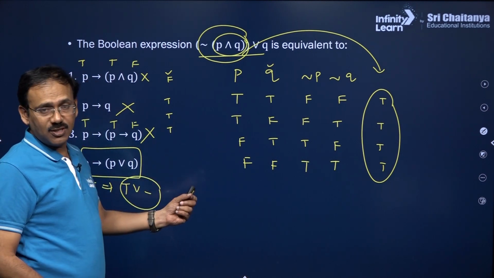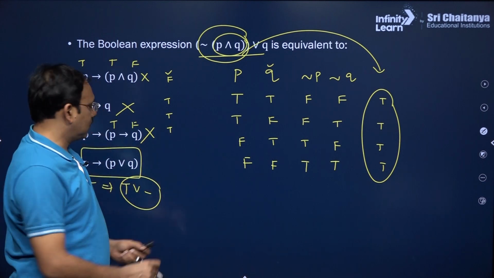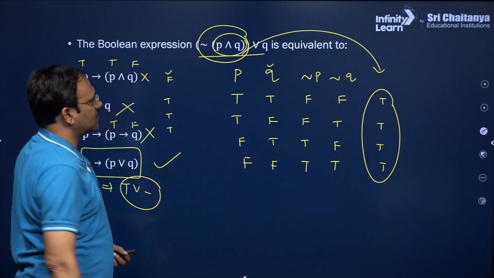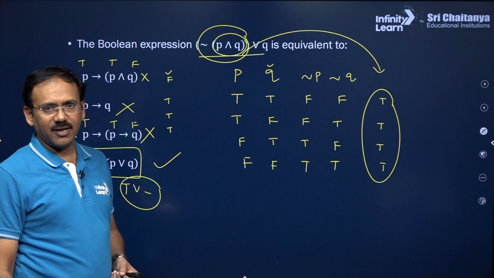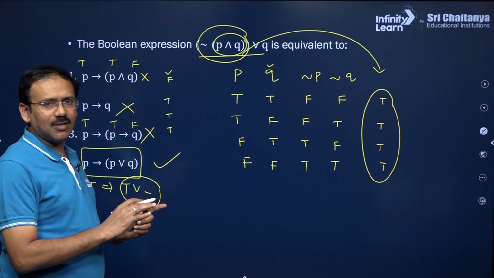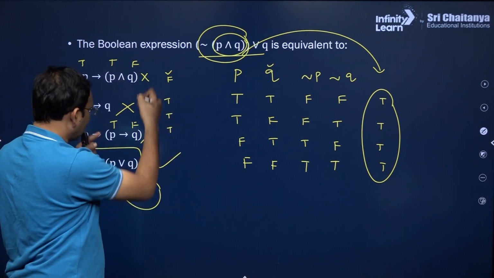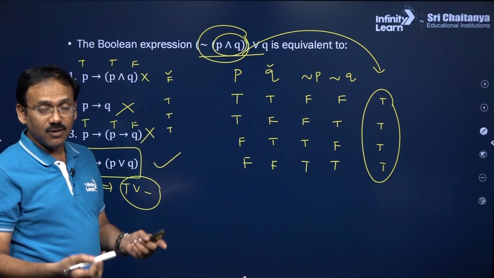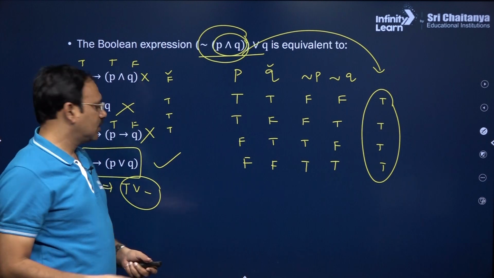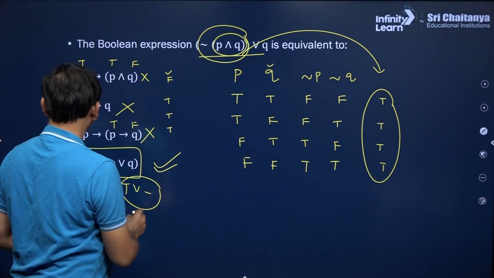True implies true is true. So overall this statement is true in all cases. So option 4 is the right answer, my dear friends. So this is one method. Our second method, simply you write the truth table for the given one and all the four options, and you choose which two are equivalent. So undoubtedly this is the one.